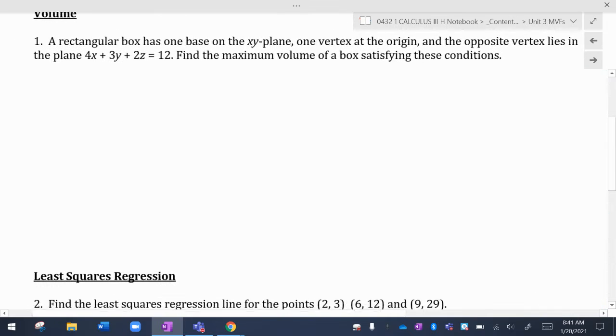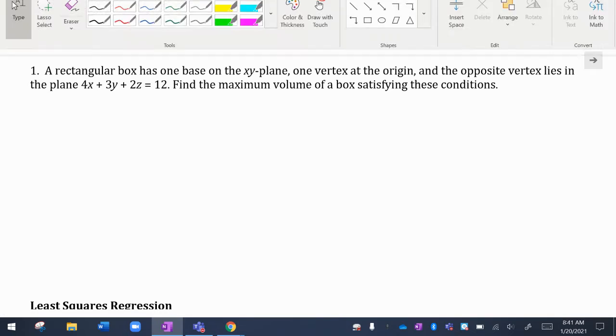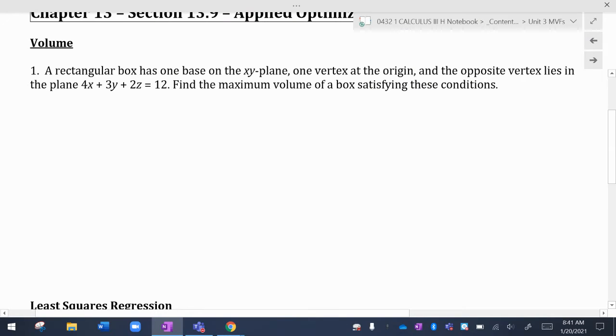Step one is, let's do this volume example. Again, applied optimization is just extrema in context. Number one says you have a rectangular box with one base on the xy plane and a vertex at the origin, and the opposite vertex is on a slanted plane that goes through the first octant. Find the maximum volume of a box satisfying these conditions.